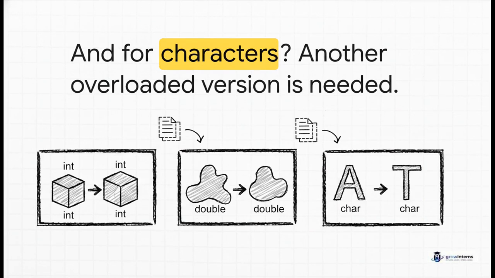And here we go again. Now you need to compare characters. It's the same story. You need another overloaded version. The function body, again, is identical. We've written the same exact logic 3 times. This isn't just inefficient to write, it's going to be a pain to maintain later.